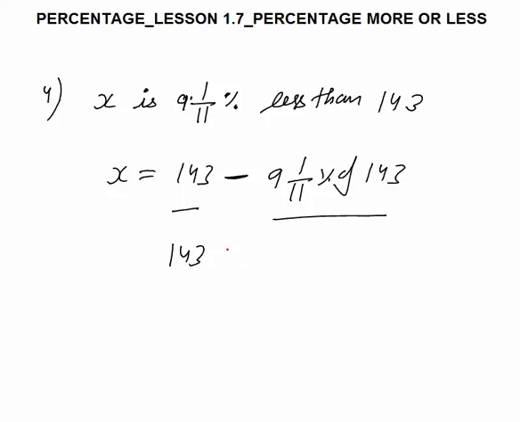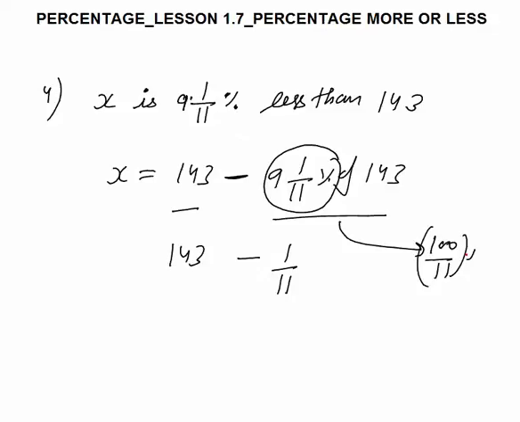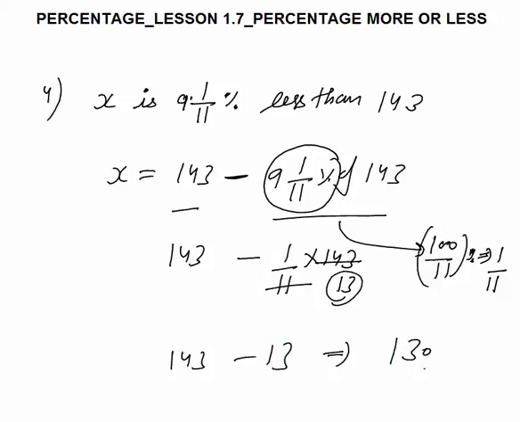If you don't know the fraction, that will be a very difficult question to solve. I'm telling you, you must know the fraction. 1/11 is the fraction of 9 1/11%, because if you open this, you will get 99 plus 100/11%. 11 9s are 99. Open the percentage, divide by 100, and you will get 1/11. So 143 minus 1/11 of 143. 11 13s are 143. So you will get 143 minus 13. Your answer would be 130. So very important, the fraction method.